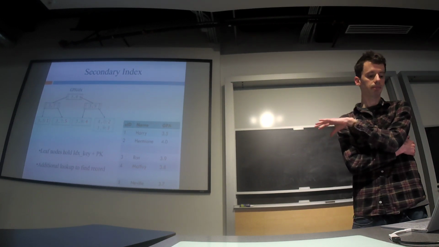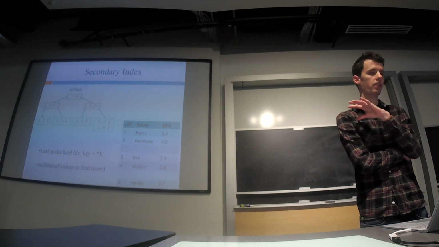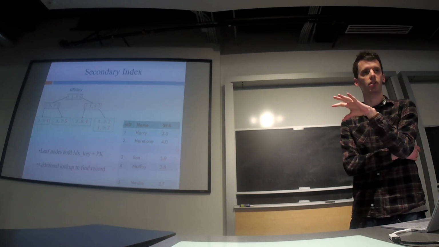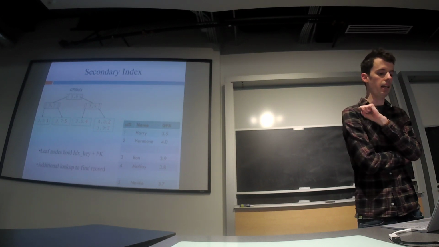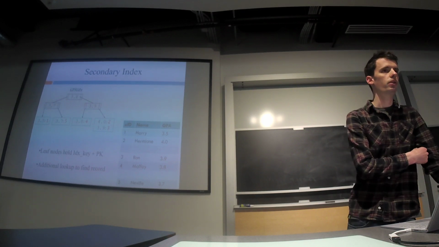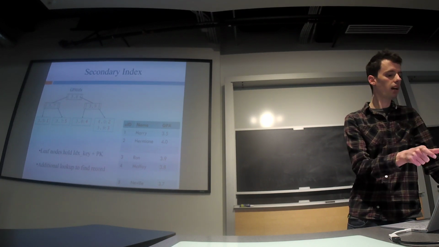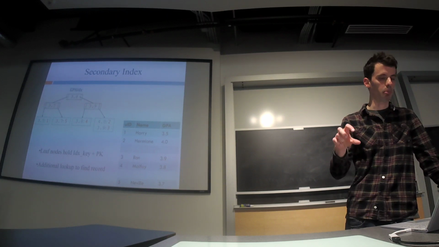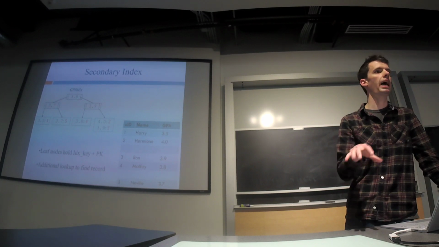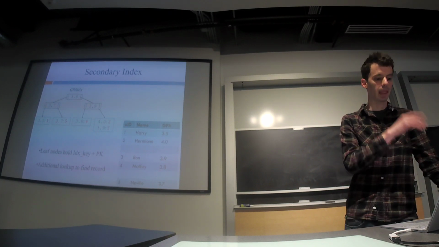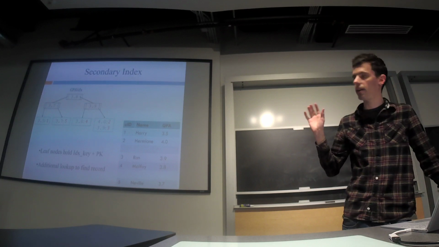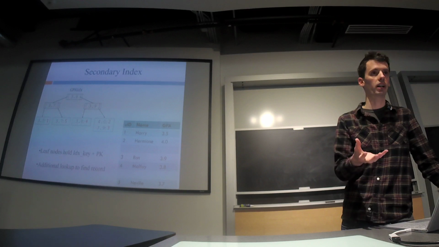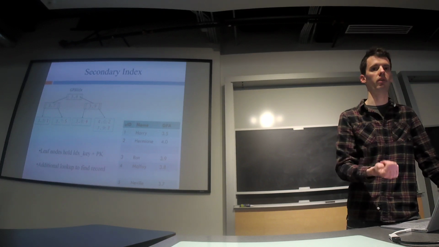Same table, but now I'm showing the index on GPA. I have this auxiliary structure, which is just the tree. In the leaf nodes, I have the GPA key, something like 3.5, paired with the primary key for whoever had the GPA of 3.5. So my leaf nodes now have a very different structure. They don't contain actual records. They contain pointers to records in the form of a key.